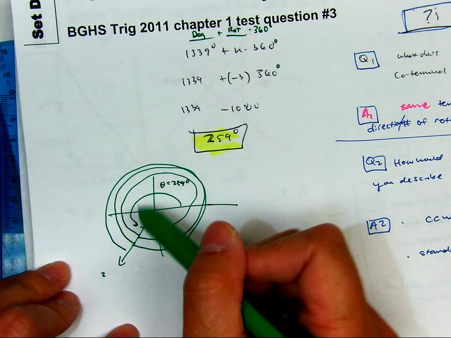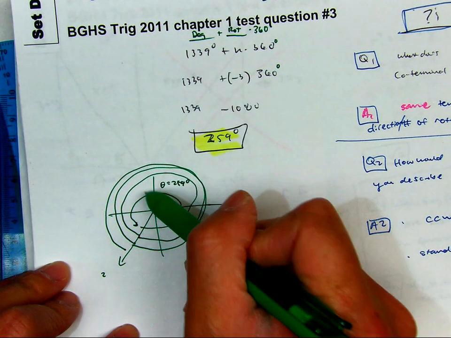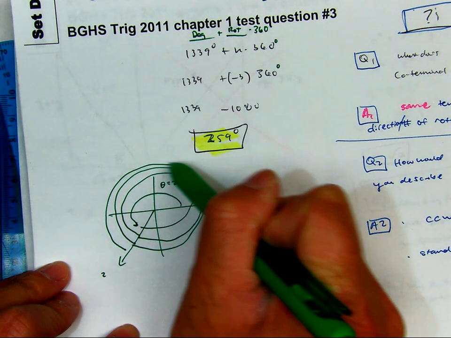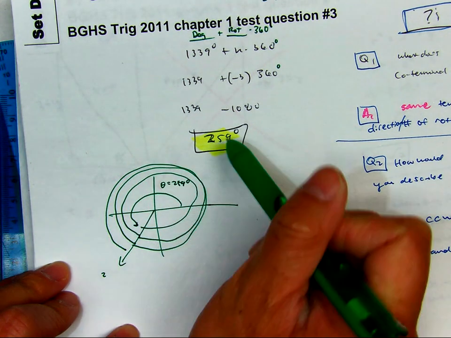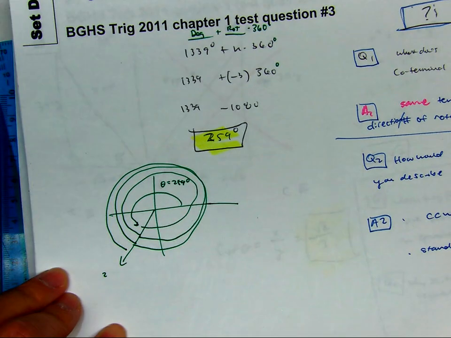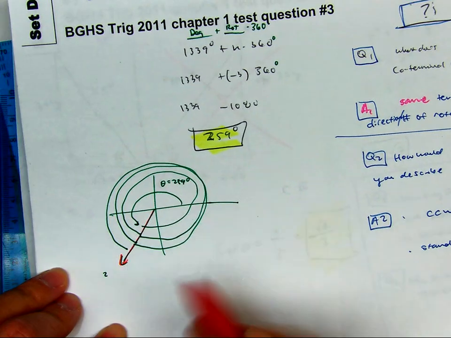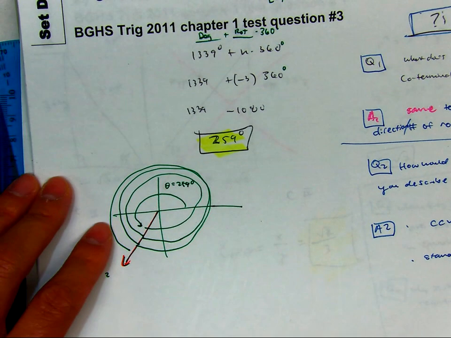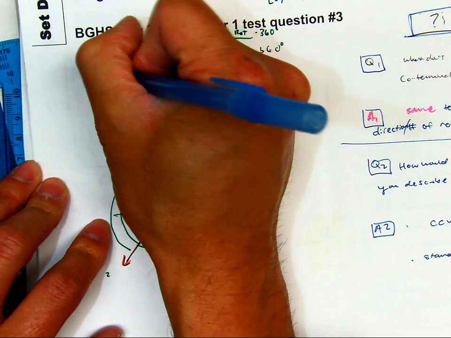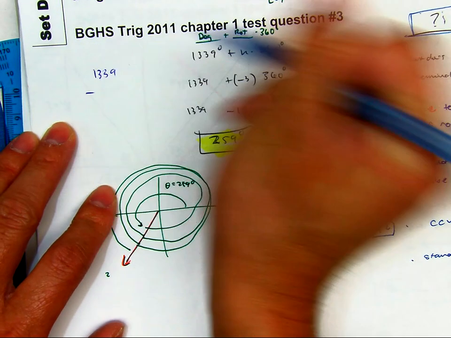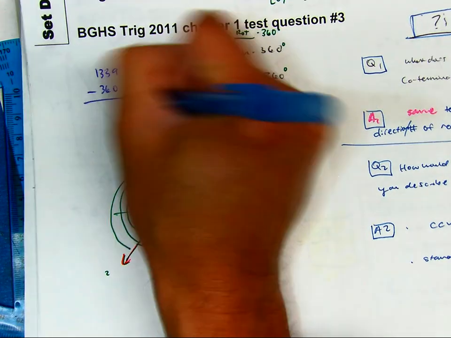But if you go the other direction, the negative angles going clockwise, to unwind it to get to 259, you'll see that you end up in the same position there in quadrant 3. Another simple way of thinking about it is just 1339 minus 360. Does that make sense? You just keep doing that.